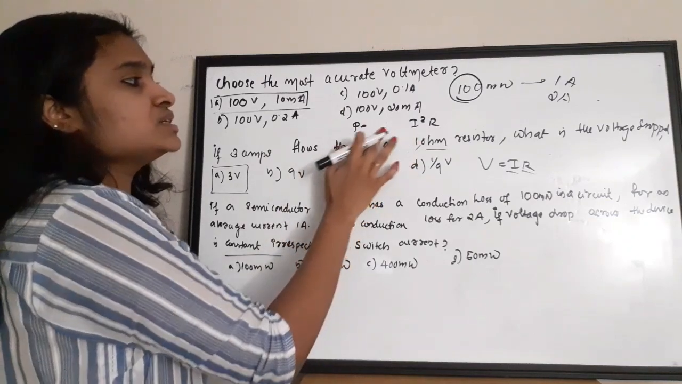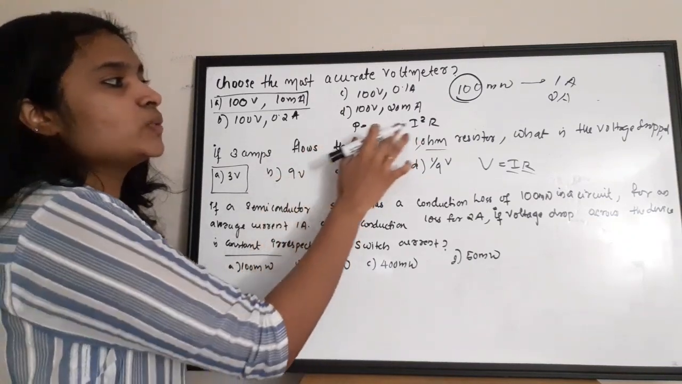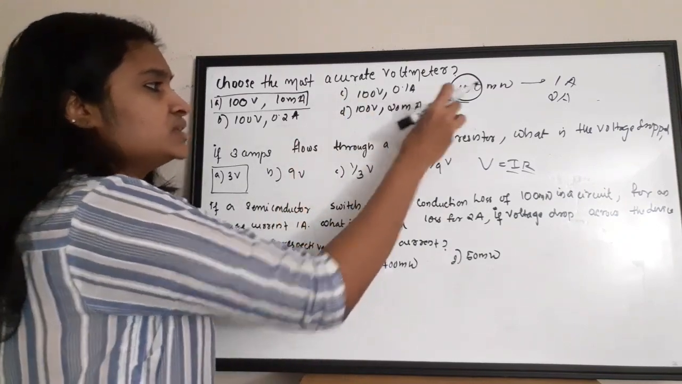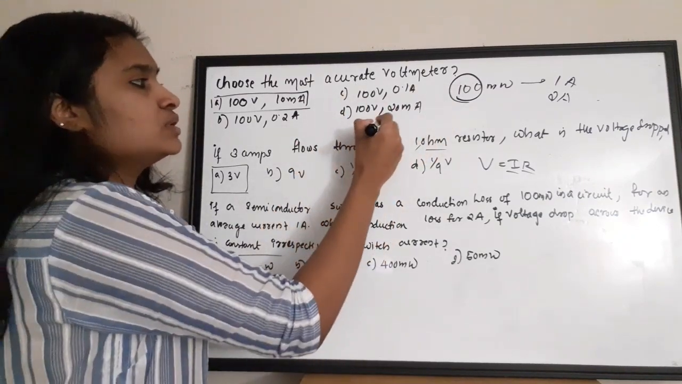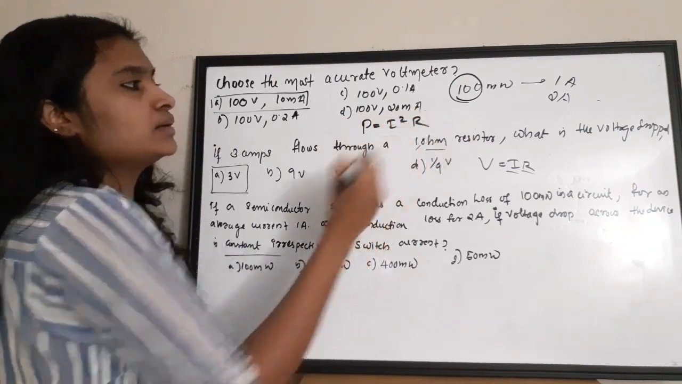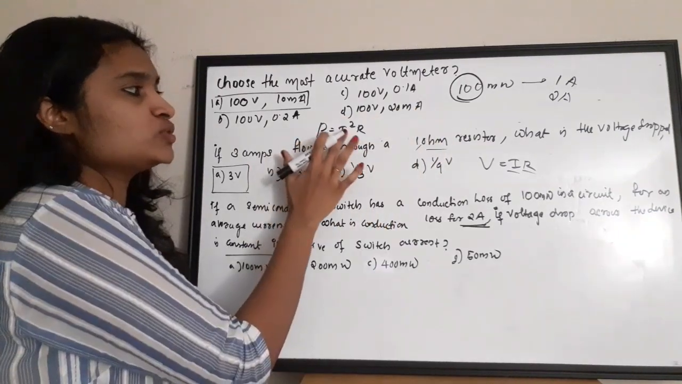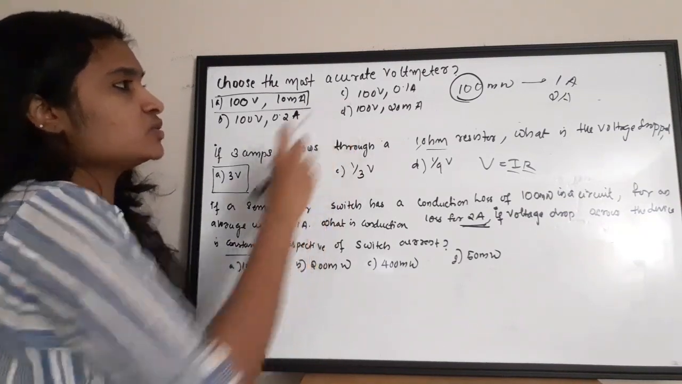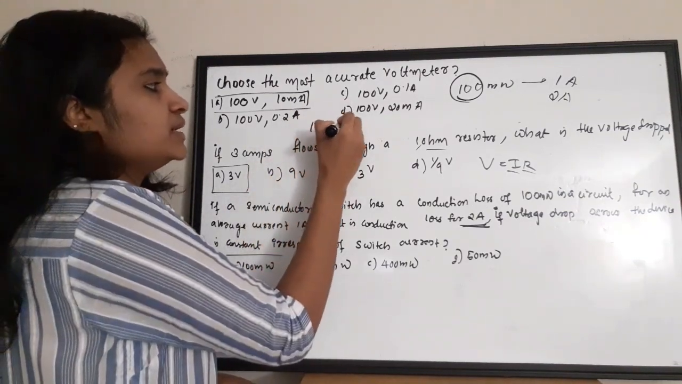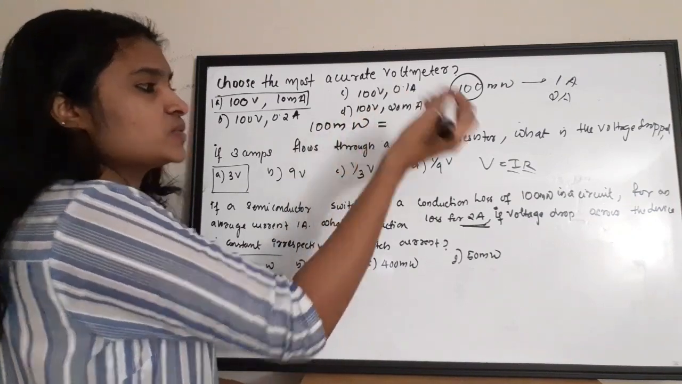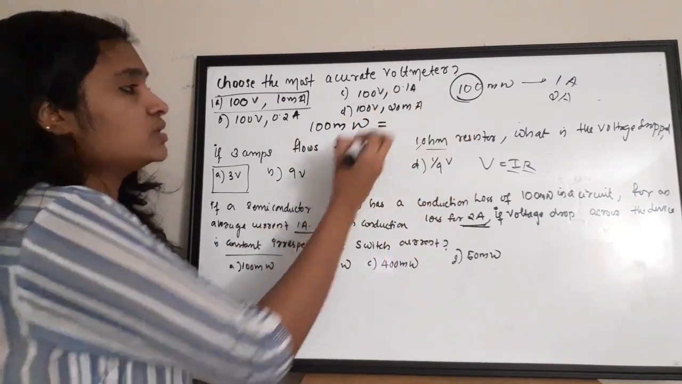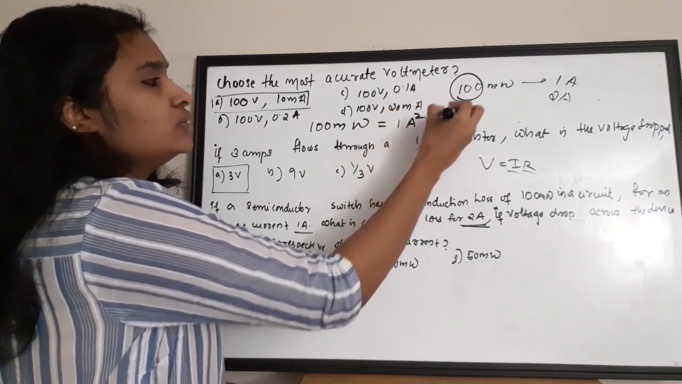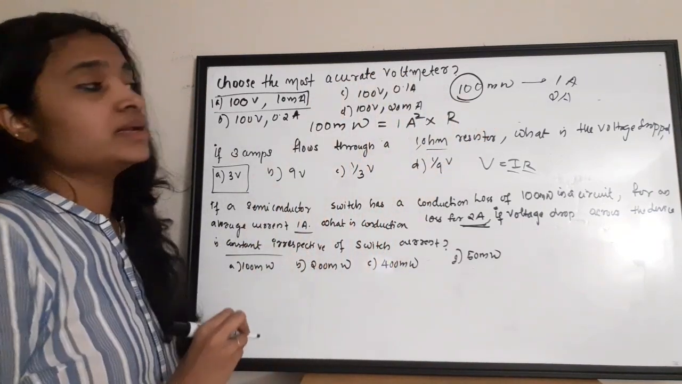So we have to use this relation that P is equal to I square into R. Okay. So the conduction loss is calculated using the equation P is equal to I square into R. So what is the power or the conduction loss here? It is 100 milliwatt is equal to I square, I is 1 ampere, so 1 ampere square into R.